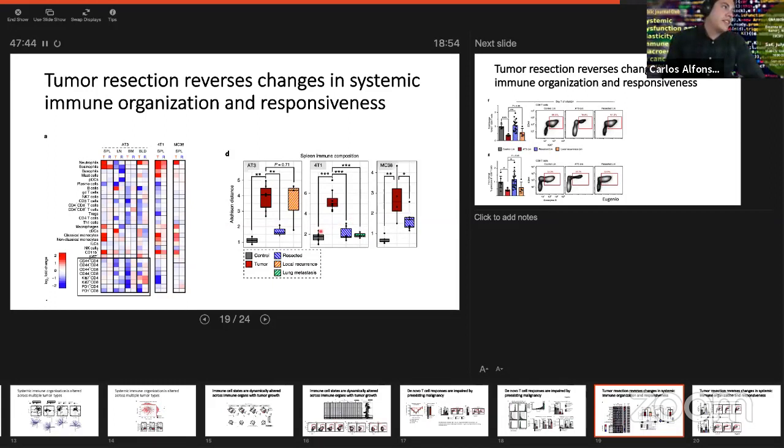Interestingly, they can find very similar results in the 4T1 mice. And again, you see how the resected mice have similar features to the wild type control. In this case, in the lung metastasis, the distance to the control is also closer. And again, the same happens with the MC38 mice, in which the effects on the microenvironment are reverted to control after the tumor is surgically removed.